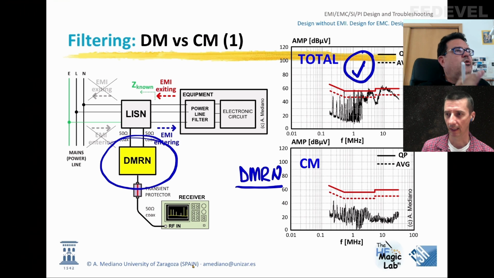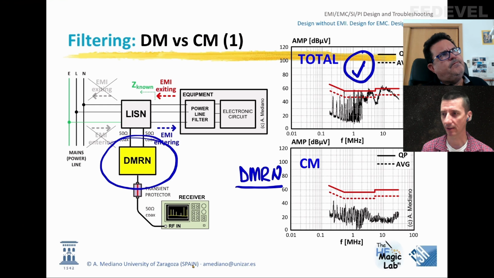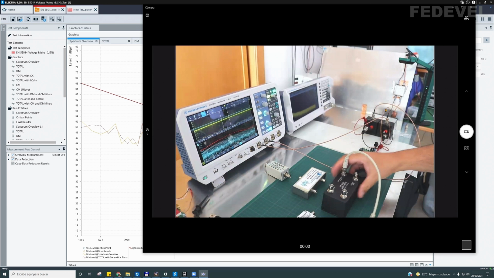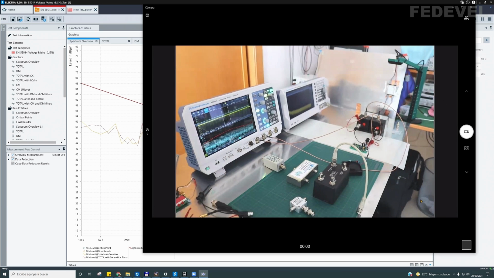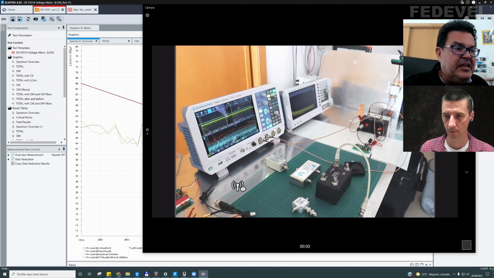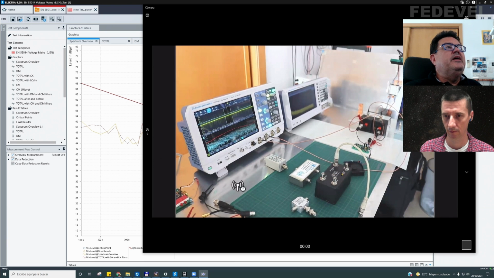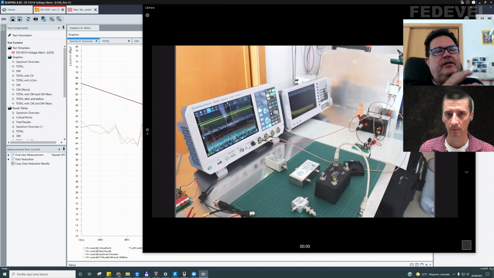In theory, no? And so this DMRN, again, you can buy this kind of device. It's going to be, again, some kind of black box. Exactly. Okay. Here you can find 3 different possibilities to solve the problem analogically. The idea is to use a network that typically uses a transformer. If you look in the literature for differential mode and common mode separation, you will find that basically we have 3 different possibilities.